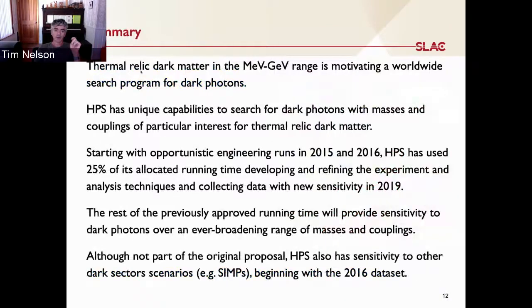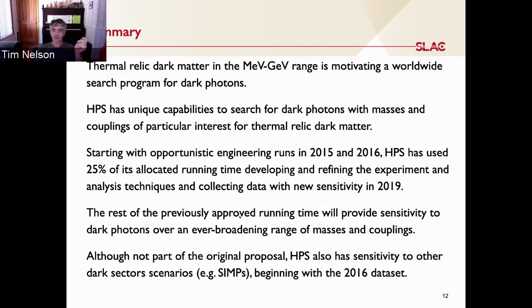So in summary, thermal relic dark matter in the MeV to GeV range is motivating a worldwide search program for dark photons. I've got a little bit of information in the backup about other experiments in this area and what they're planning. We can talk about that if you want. HPS has unique capabilities to search for dark photons with masses and couplings of particular interest for thermal relic dark matter. Starting with opportunistic engineering runs in 2015 and 2016, HPS has used 25% of its allocated running time, developing and refining the experiment and the analysis techniques, and collecting data with new sensitivity in 2019.